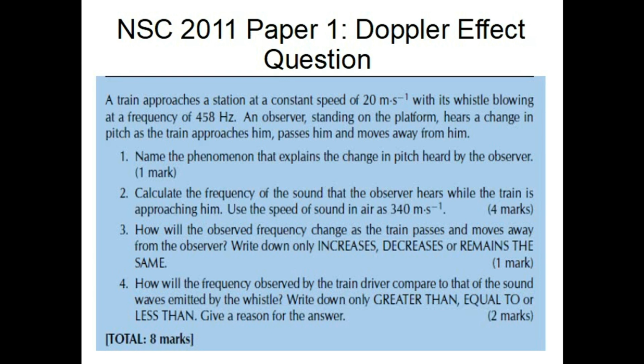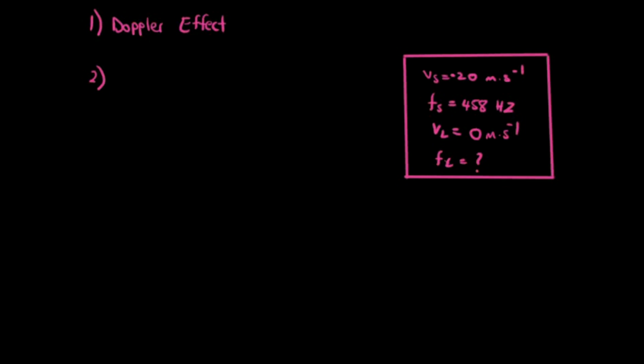Okay, so question 1. Question was, name the phenomenon that explains the change in pitch heard by the observer. That's for 1 mark, and we definitely know that answer. It is the Doppler effect. Definitely the Doppler effect. That was a straightforward, easy question. Question 2, though, was the one I was counting on you to get correct.